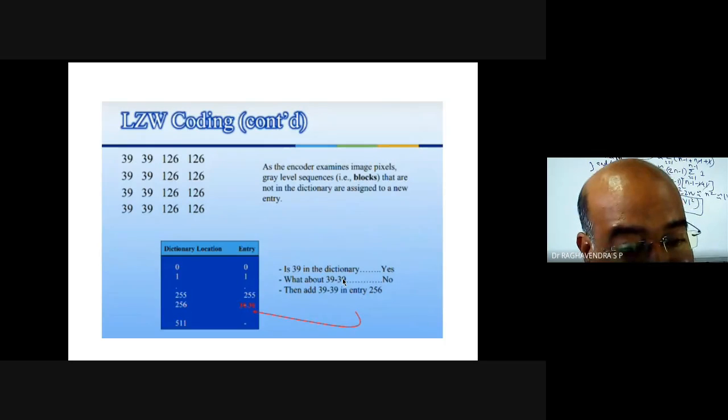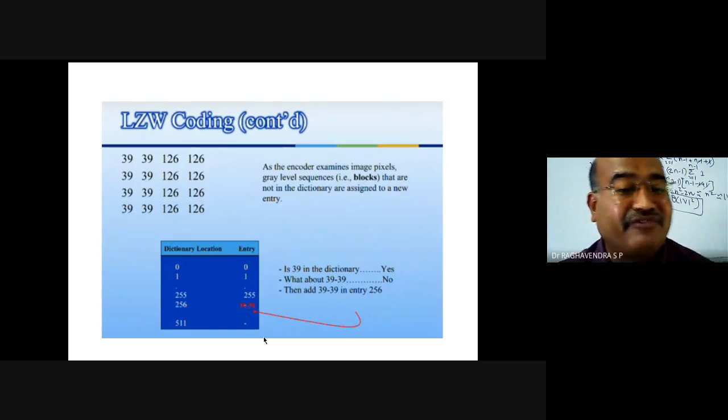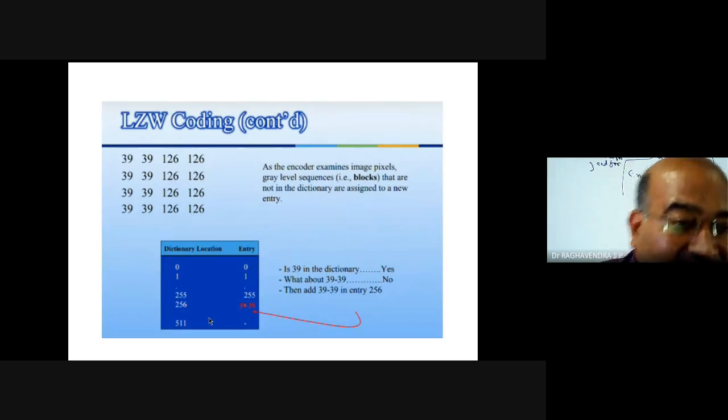So that is why this 0 has to be added to the dictionary, and then add 39 minus 39 in entry 256. This is 0, 1 up to 255, because 256 gray levels are present. So this new value is not present, that is 39 minus 39, so this will be added to the 256th position. Similarly, if there is any new type of values, we are going to add them to the dictionary.